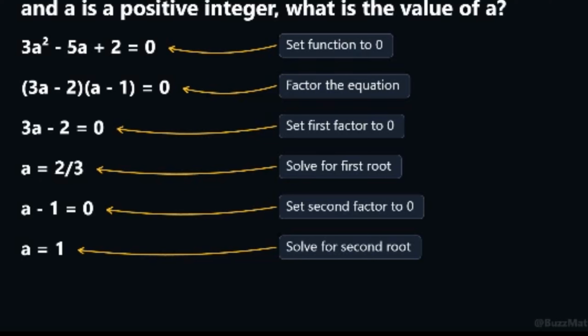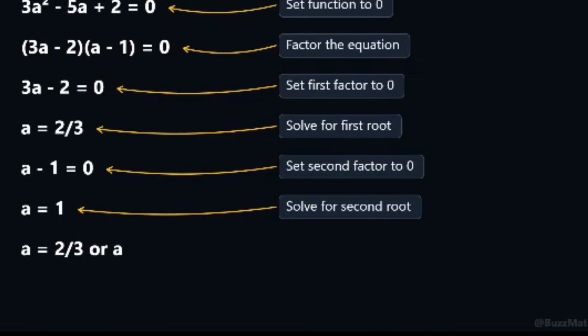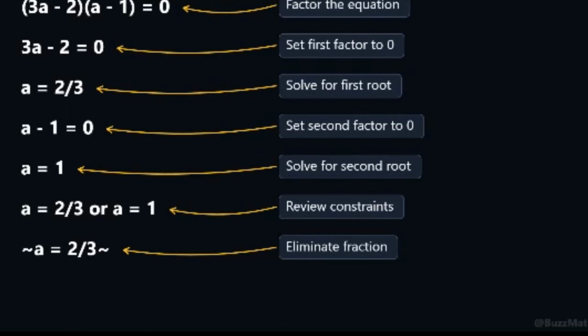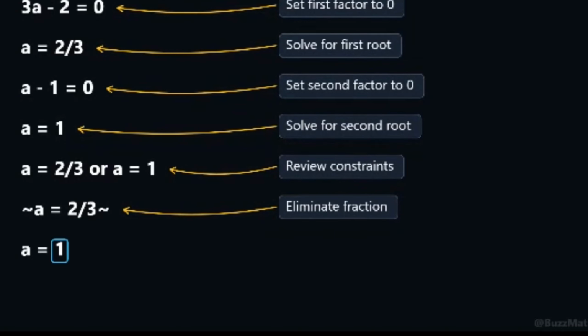Look back at the prompt. It explicitly states a must be a positive integer. a = 2/3 or a = 1. Review constraints. 2/3 is a fraction, not an integer. Cross it out immediately so you don't accidentally bubble it in. a = 2/3, eliminate fraction. That leaves 1 as our only valid, point-scoring answer. a = 1. Final answer.